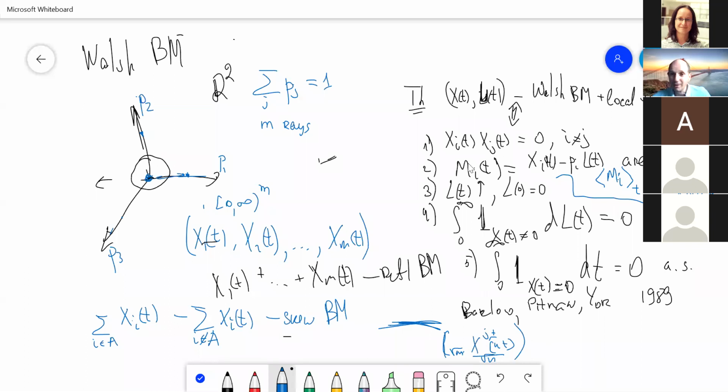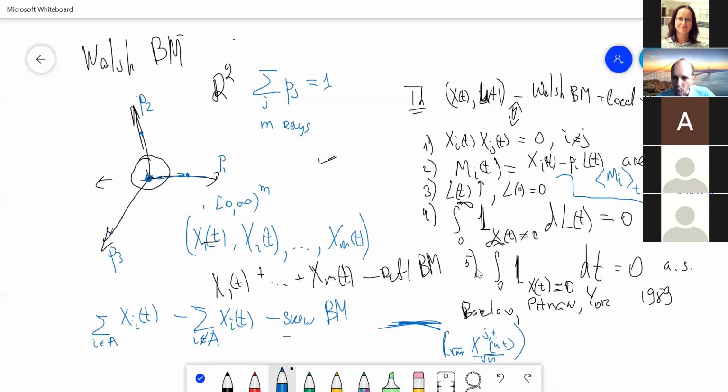Now let us discuss some conditions. For example, here only one coordinate is not 0. Then any limit point is such that the first assumption holds. Well, the analog of L(t) will be the number of visits to 0.